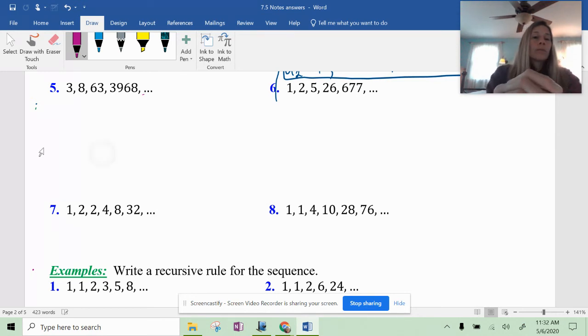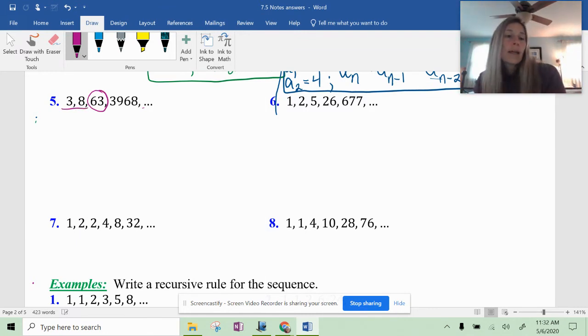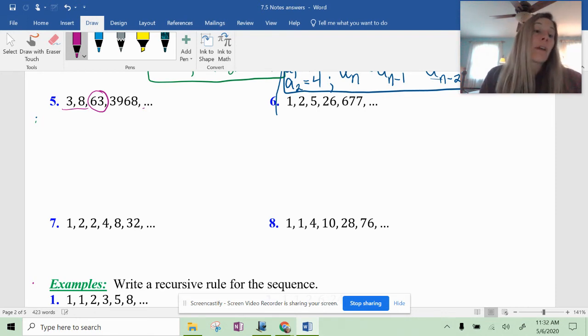So if you try to play around with the numbers, how could you get this 63 from the 2 preceding numbers? Is there anything you could do to that 8 and that 3 to get the 63? Now remember, you can multiply, divide, add, subtract, but you can also use exponents. So you could square things or whatever. And it doesn't even have to use both of these numbers. Is there anything you can do to the 8 to get to the 63? Or is there anything you can do to the 3 to get to the 8? So this is where you kind of have to play around a little bit.